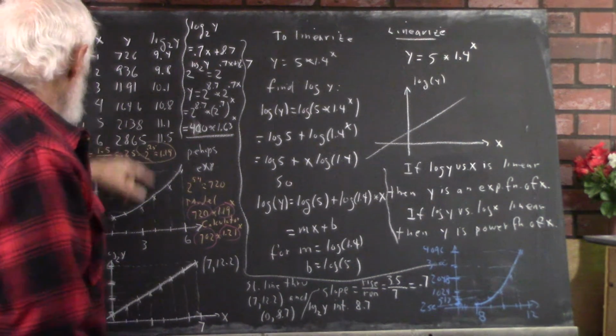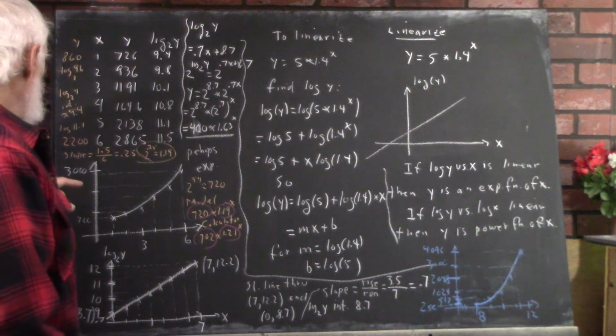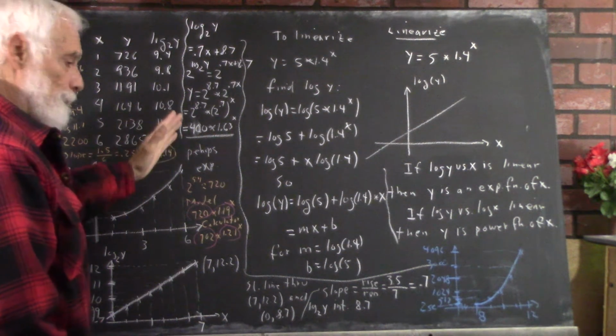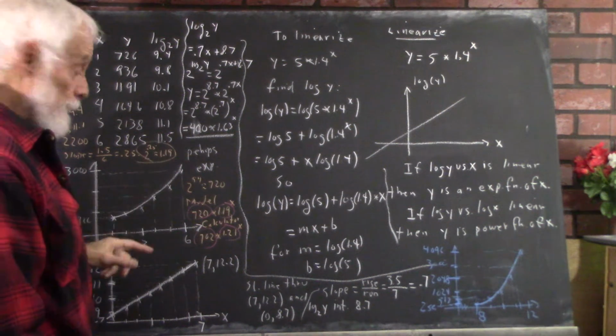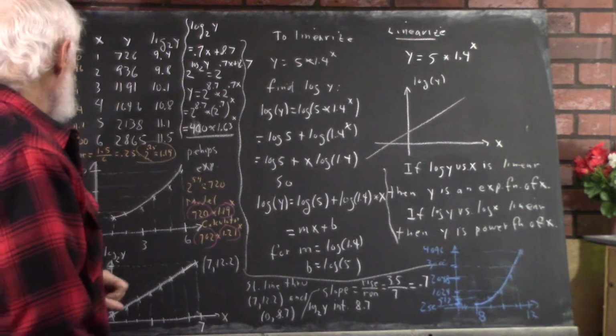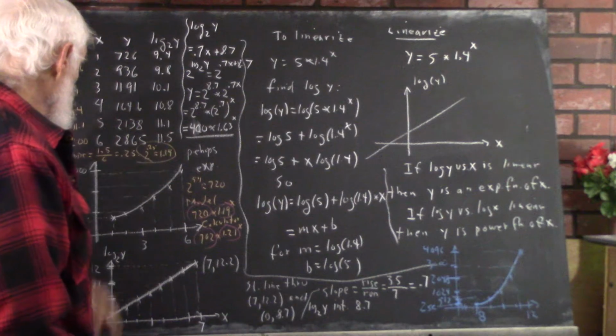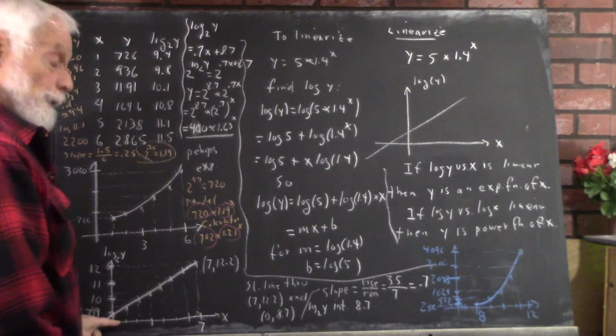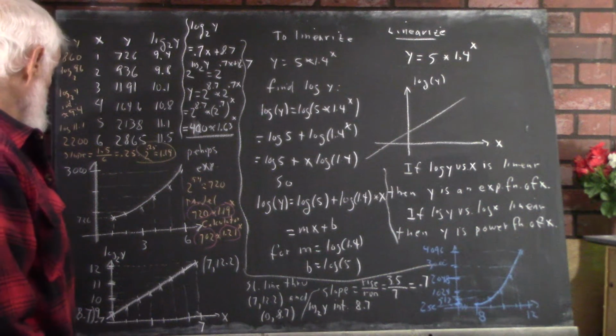And ignore the stuff in orange for right now. So here's a graph of our actual data. It looks kind of exponential. Since it looks kind of exponential, we go ahead and we do the log thing. And then we graph the log of y versus x. That's here. And that's easily done.